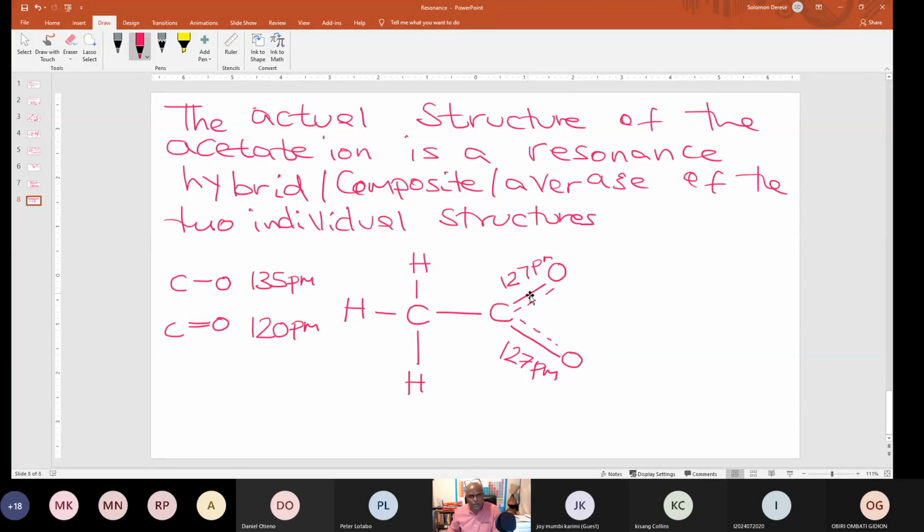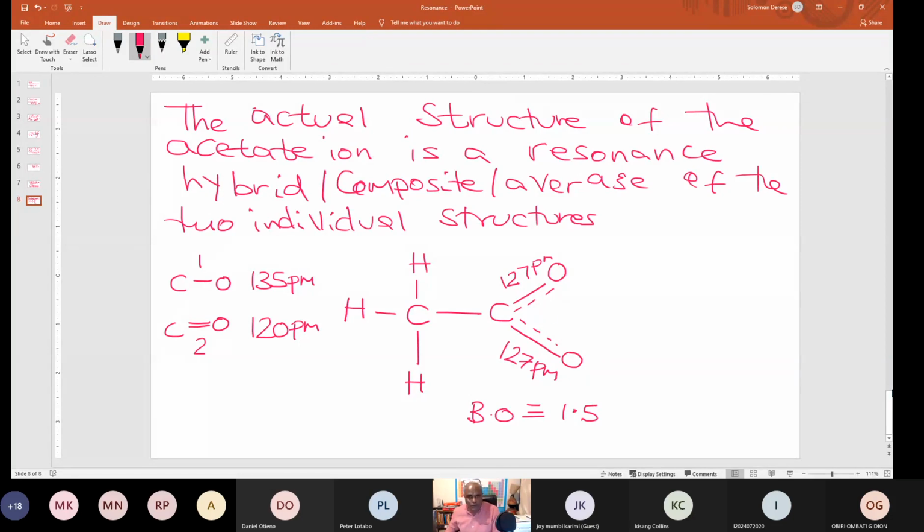So in terms of bond order, the bond order is 3/2 or 1.5. The bond order for a single bond is 1. The bond order for a double bond is 2. The bond order in this particular molecule is 1.5, intermediate between a double bond and a single bond.